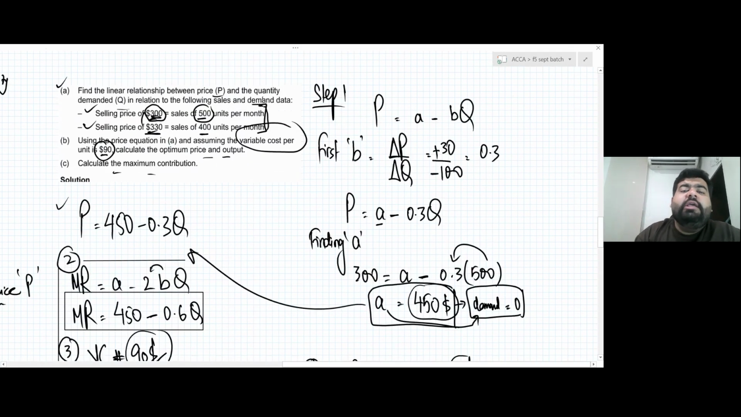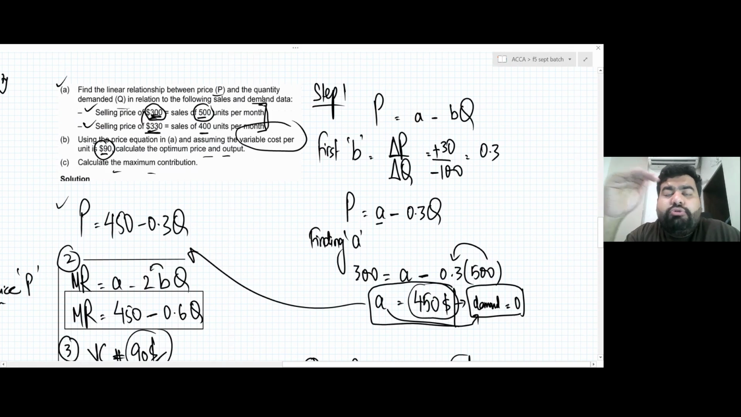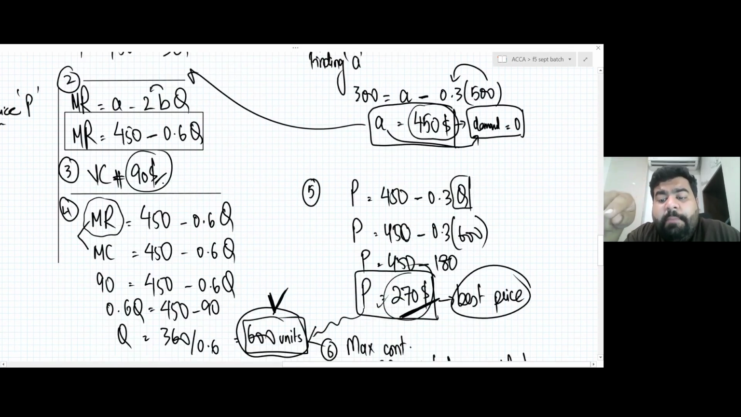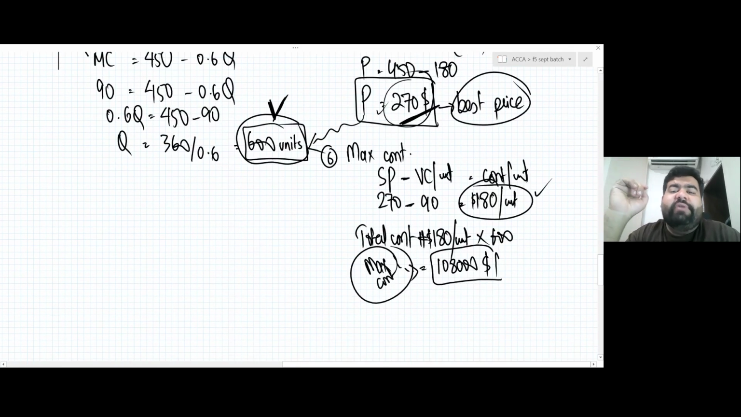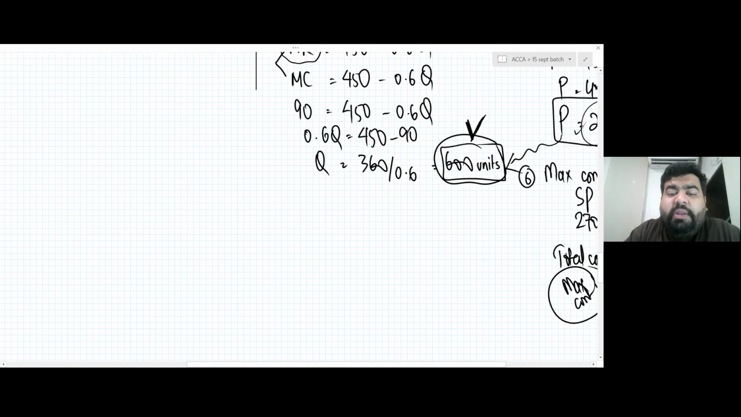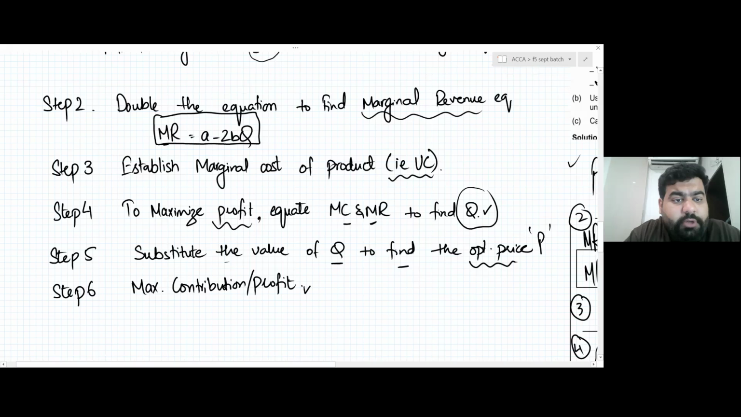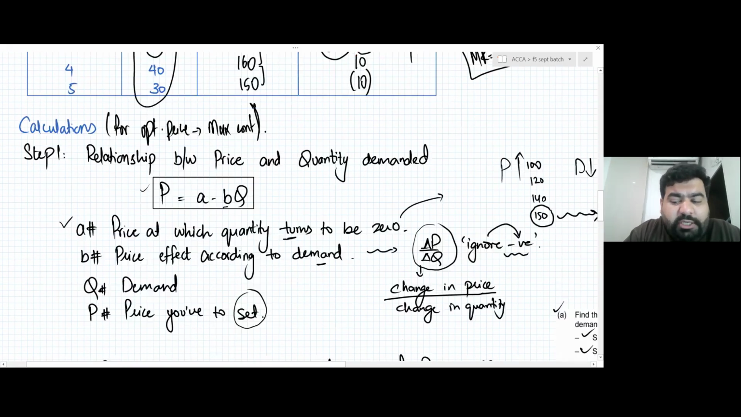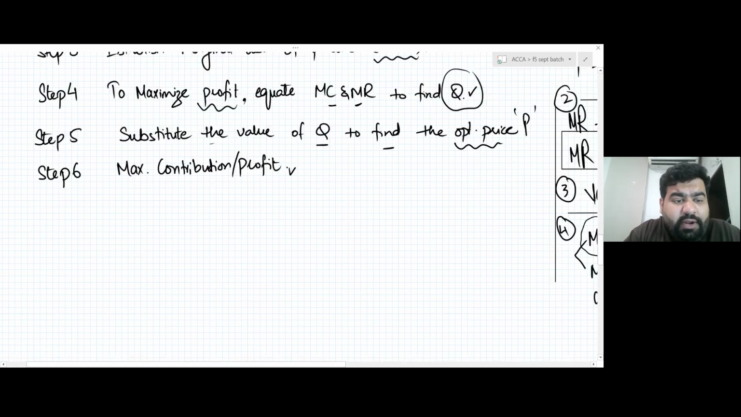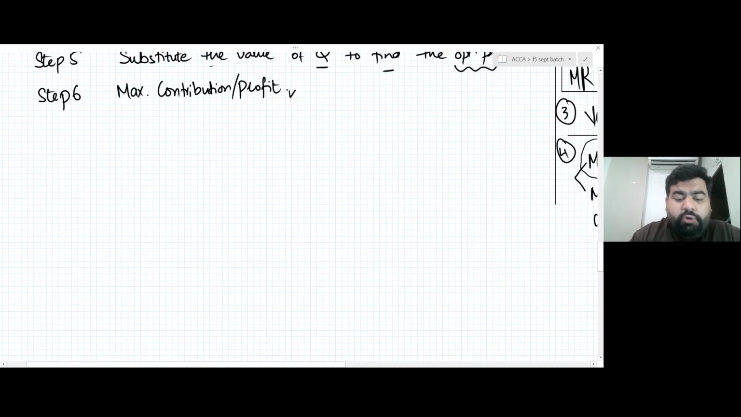Even if you change the price from 270 to 260, lower or higher, in both scenarios you will earn less profit as compared to the contribution we have earned. This is the topic of optimum price using the price and quantity relationship equation. This was completely about the algebraic approach. We have a second approach, but before that I'm going to give you one question. You have to do that first in the assignment, then we'll go towards the next lecture.